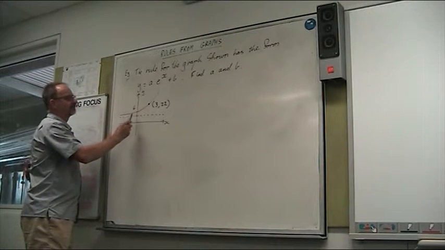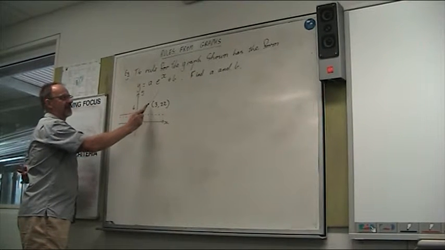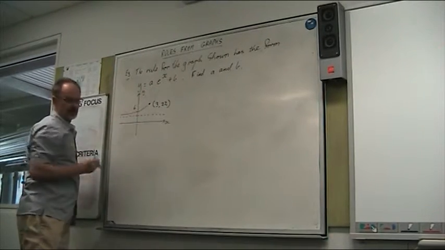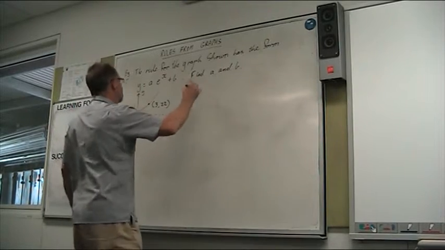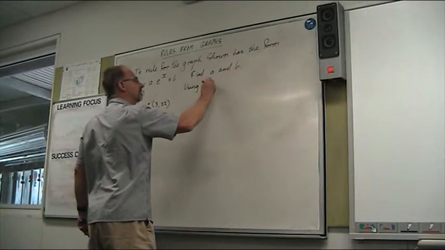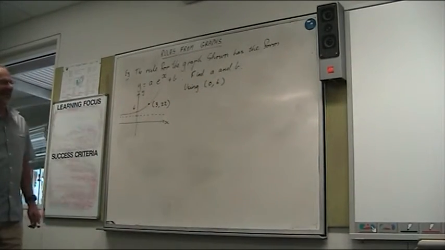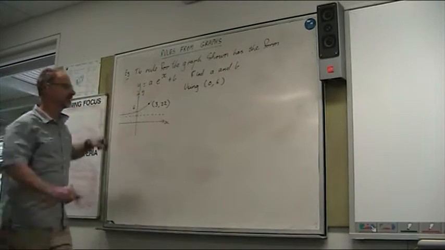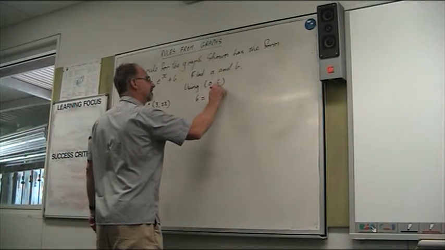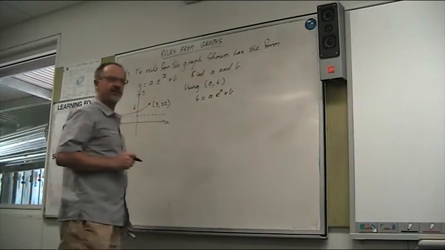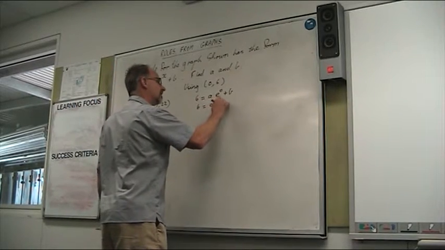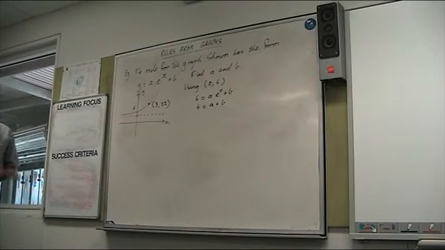we can't use that. But what we do know is we know the y-intercept and another point. So we need to use these 2 points to find our 2 unknowns. So we know that it goes through 0 and 6. So using 0 and 6, putting those in the equation. So y is 6. 6 equals a times e to the 0 plus b. Anything to the 0 is 1. So 6 is equal to a plus b, so there's one equation.